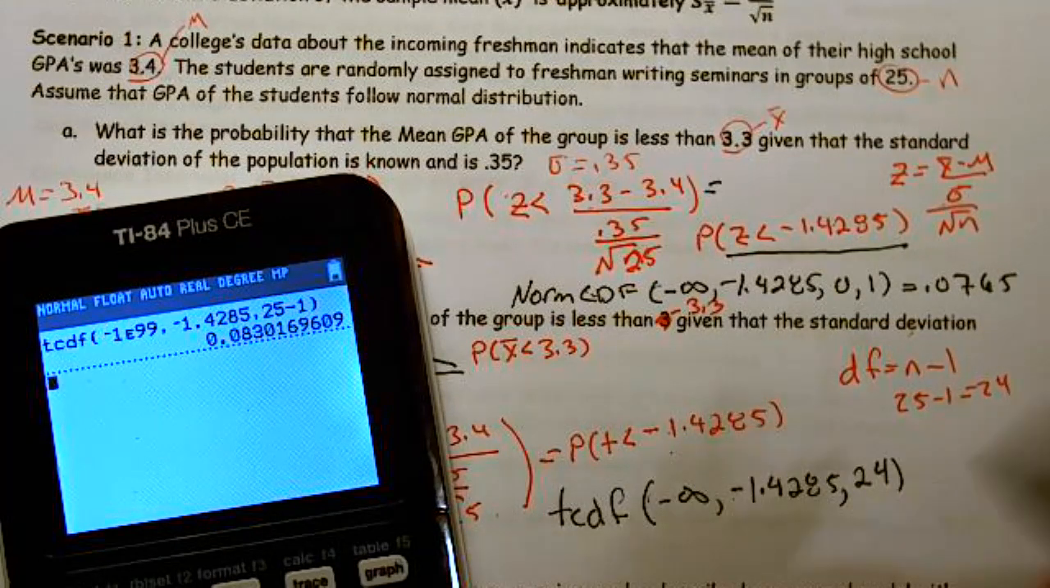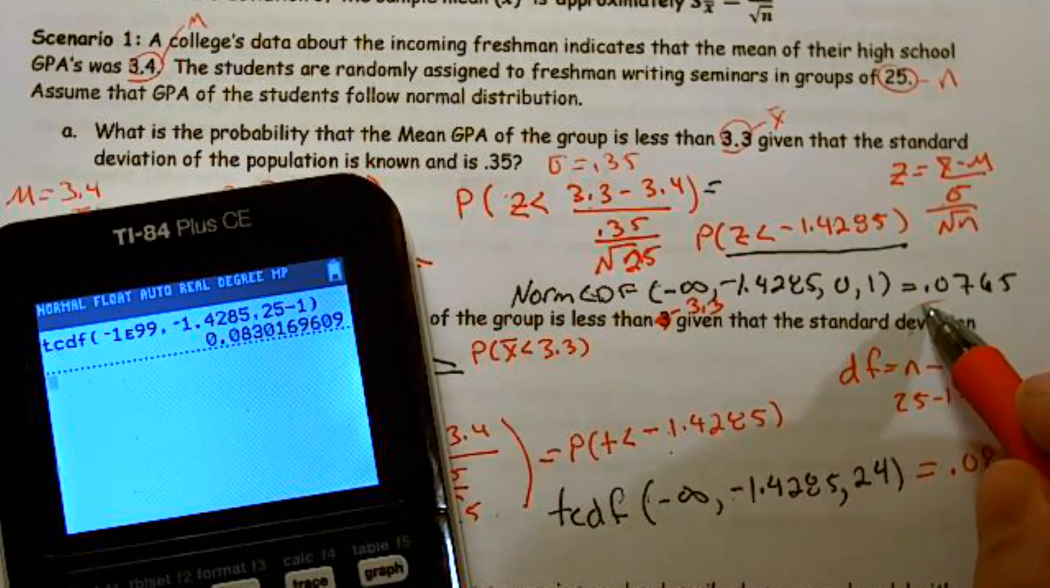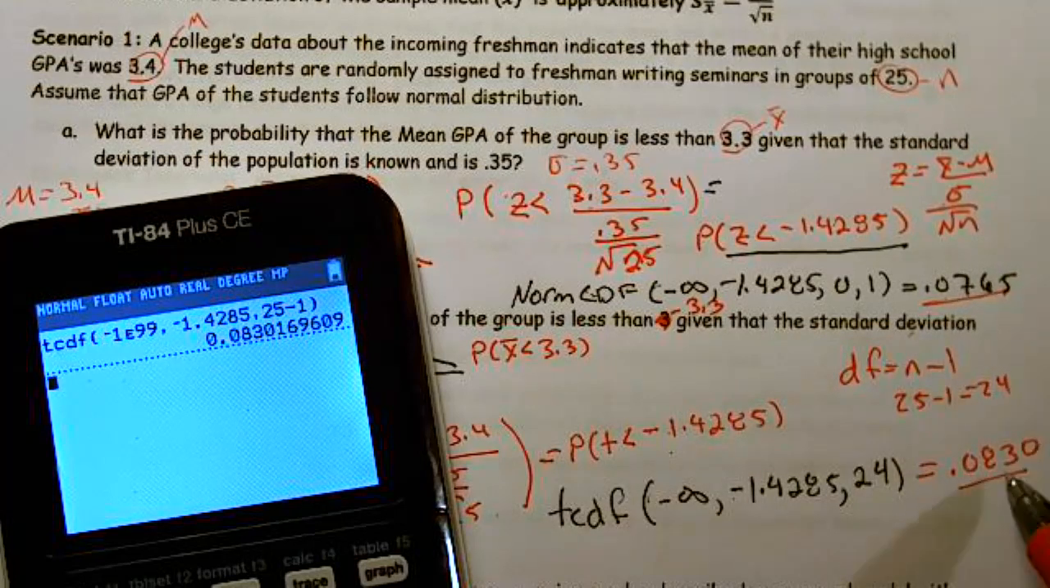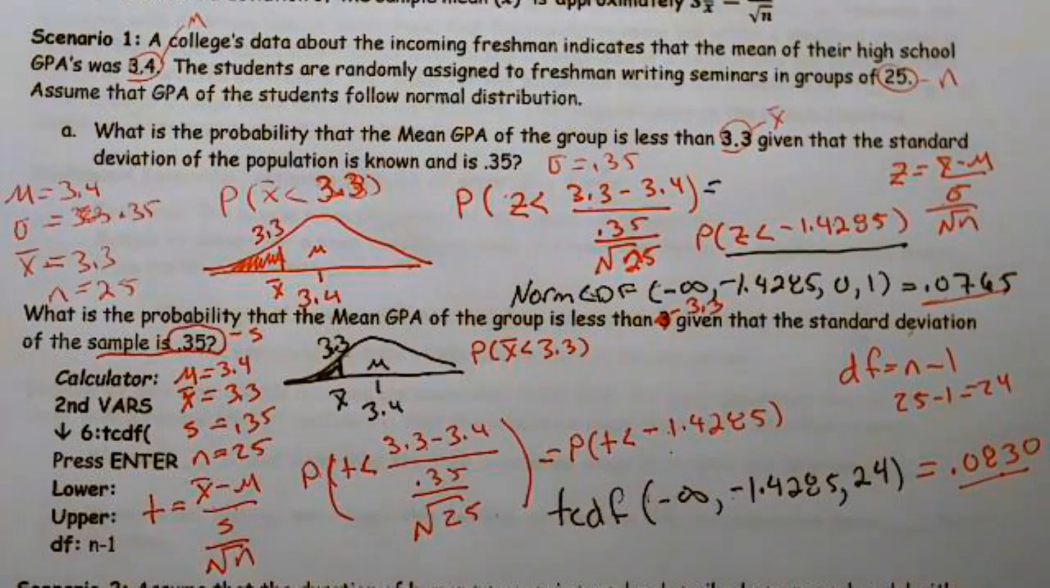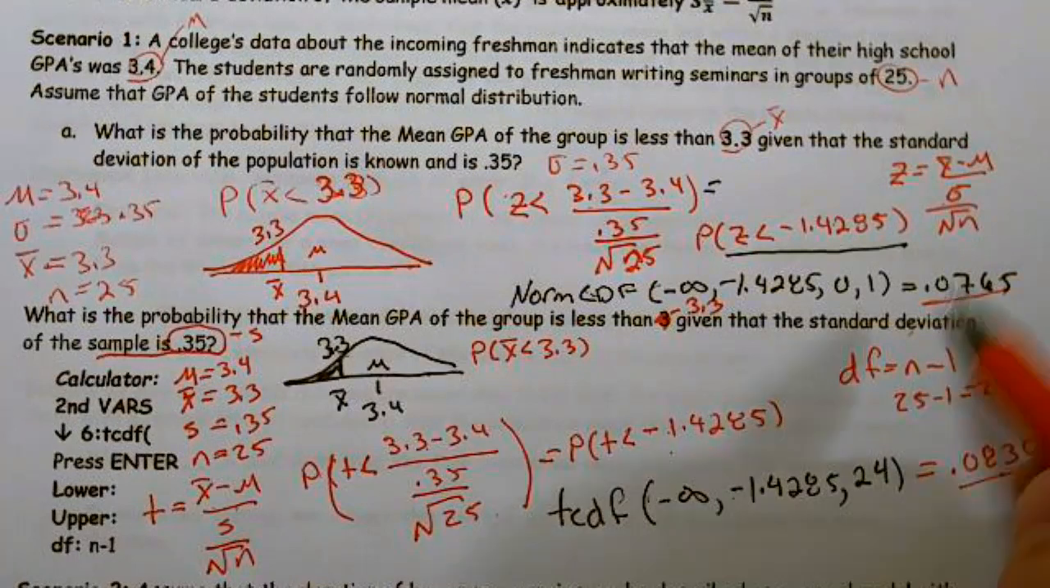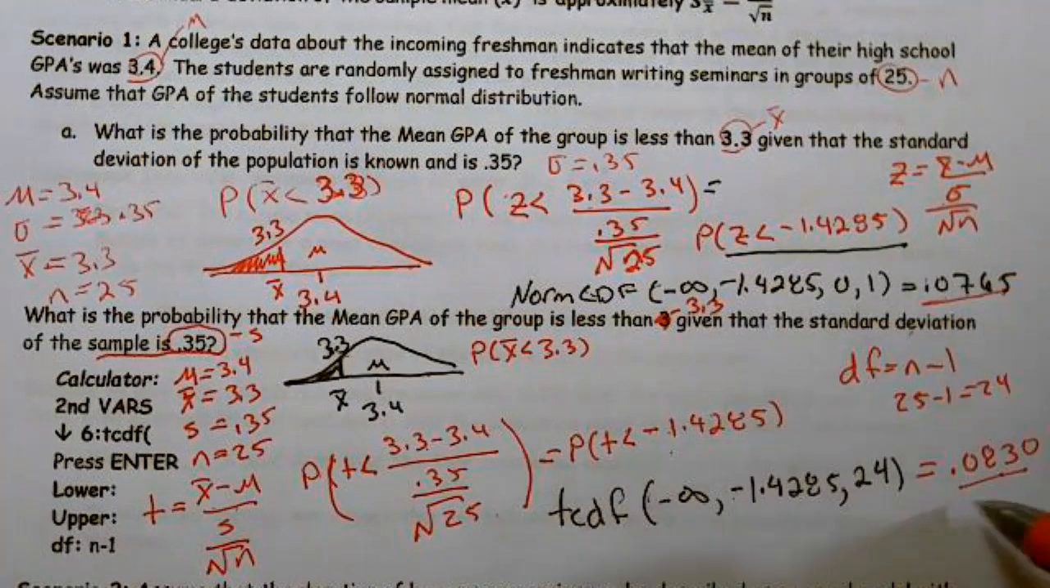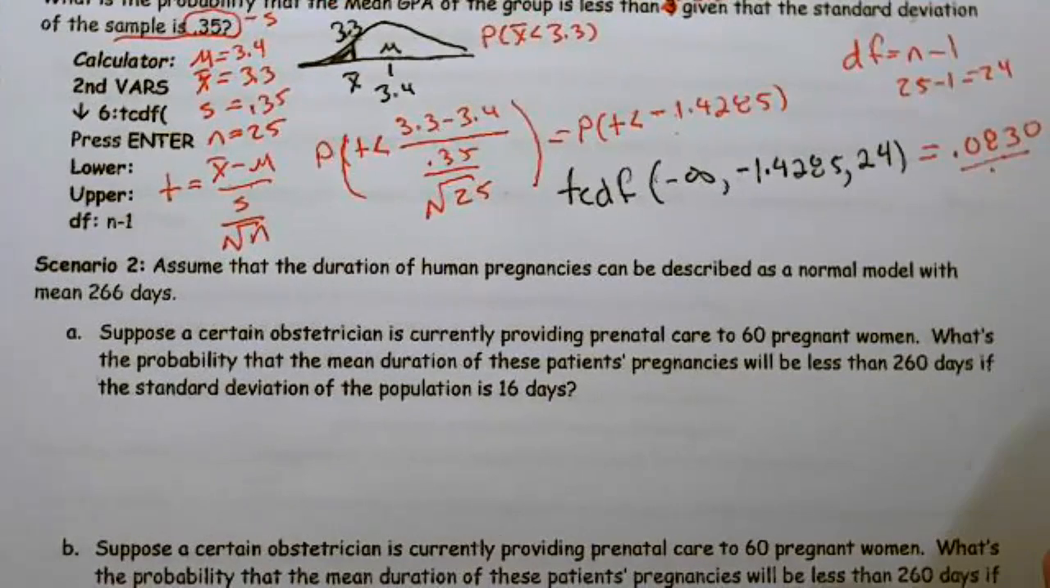And notice our probabilities are not the same. We have 0.0830 versus 0.0765, so this one is a little bit bigger. Why? The T distribution has more area in the tails than the normal. So very close, but this is a T distribution, and the reason we knew it was a T was because we were working with the standard deviation of the sample. Let's do one more of these to show the difference.